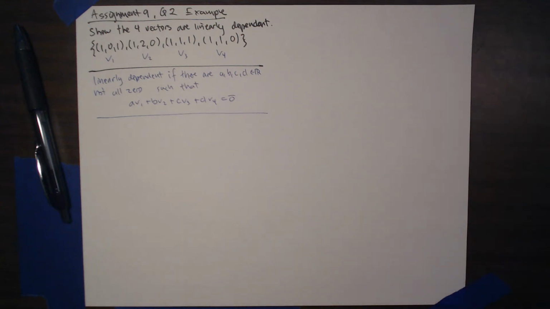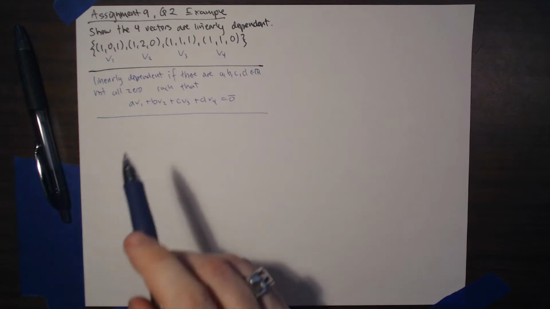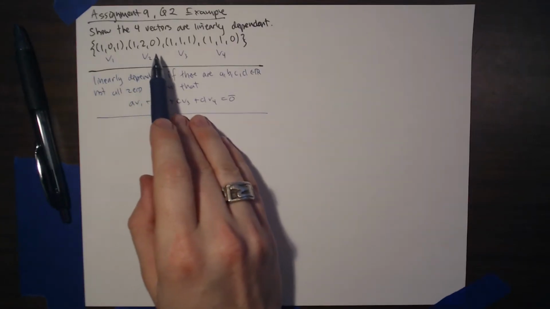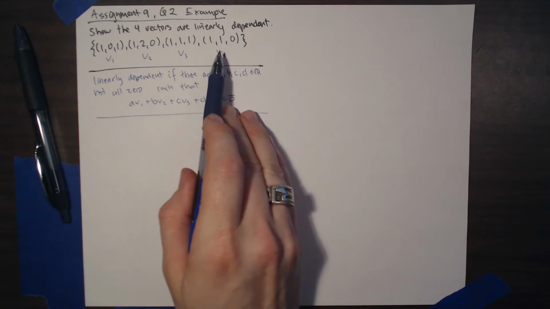Alright, I wanted to show you guys an example of what I'm looking for in question 2 of assignment 9. So here's a similar example. We want to show that these four vectors are linearly dependent. So we have vector 1, vector 2, vector 3, and vector 4.